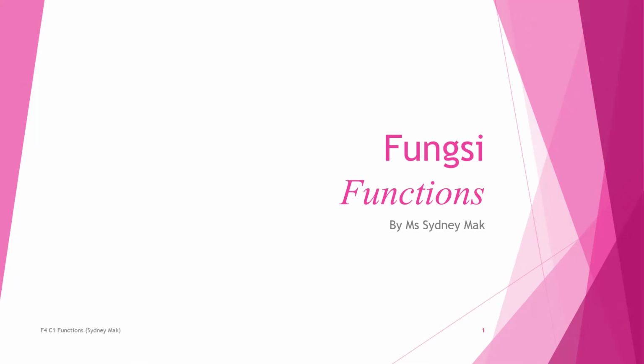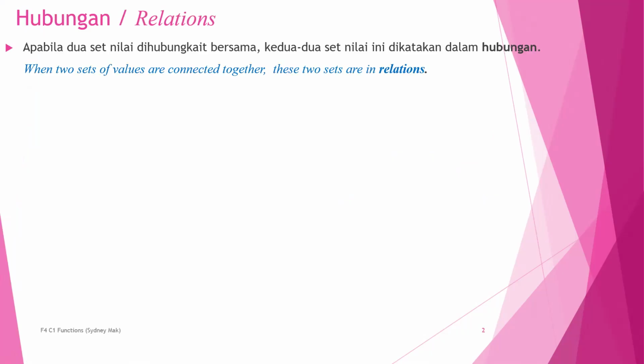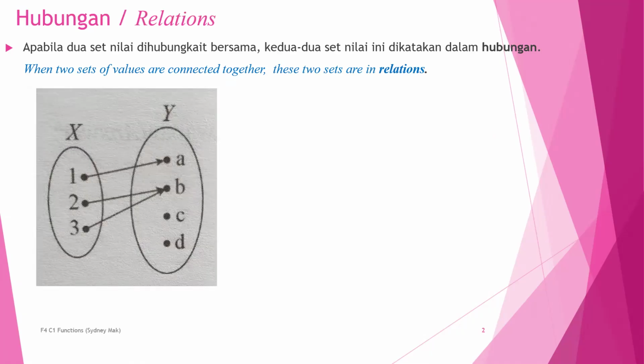State clearly, okay, this is our chapter 1, function. Now this one, let's recall what we have learned in lower form, the relation. Okay, a relation is when two sets of values are connected together, just like our x and y. So this is the arrow diagram we always see, seen before, right?